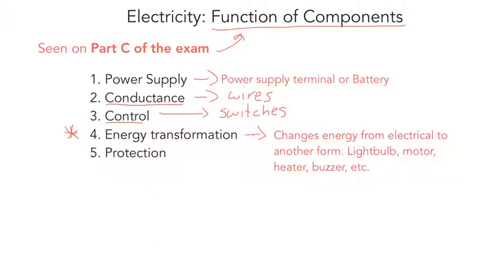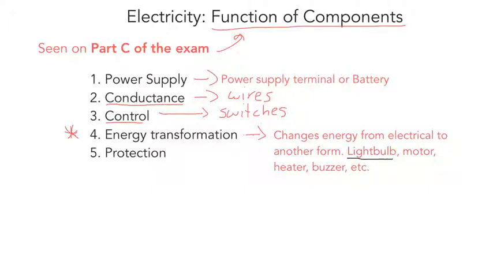So this can be any element from something as simple as a light bulb. Your light bulb goes from initially electrical energy to radiant energy. A motor would again start off with electrical energy and go to mechanical energy, which is a form of kinetic energy. Something like a heater goes from electrical energy to thermal energy, or a buzzer, again, electrical energy to acoustic energy. It doesn't matter which one of these, you just have to have energy changing forms.